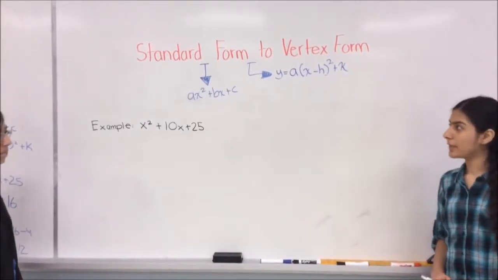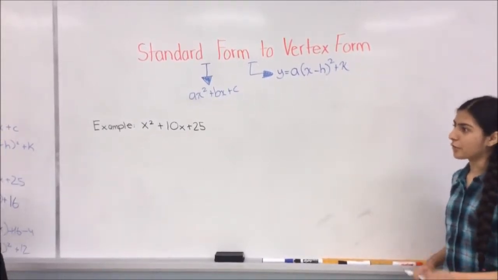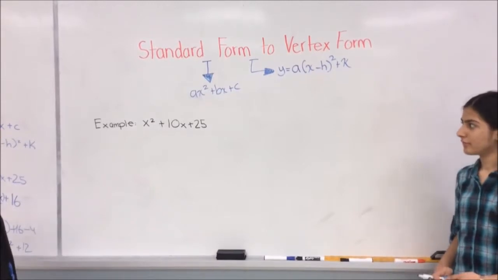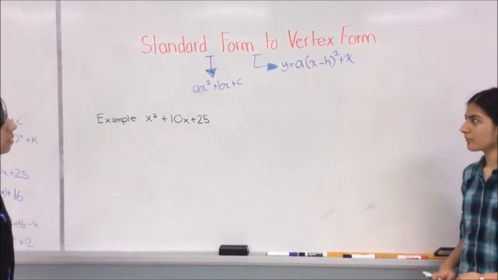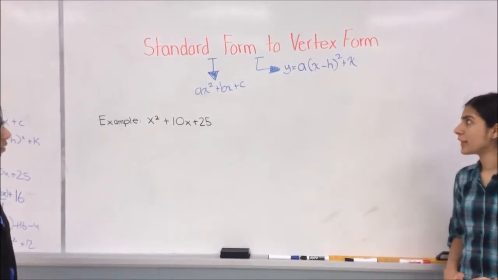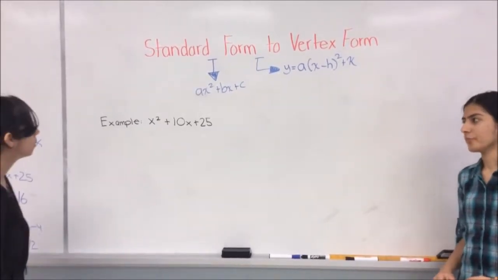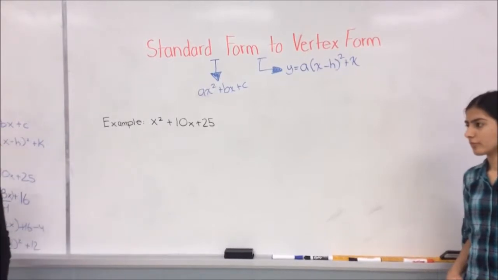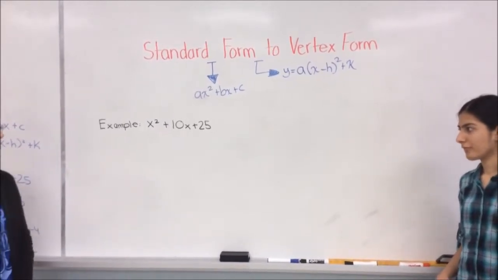So today this video is going to be about how to convert an equation in standard form, which is expressed as ax² + bx + c, into an equation in vertex form, which is y = a(x - h)² + k. First we're going to start off with a simple example, which is x² + 10x + 25.